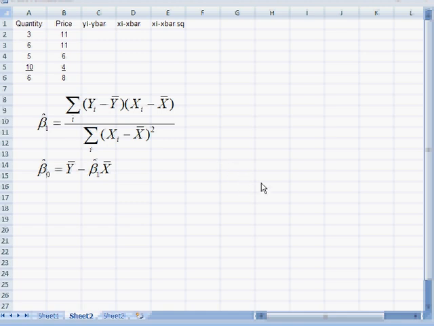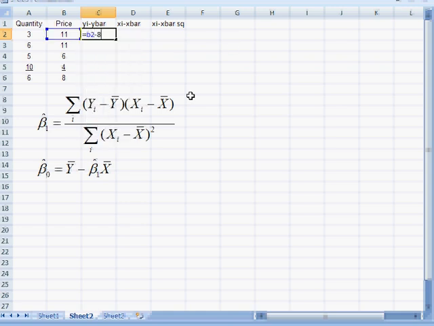Alright, here's part B of lecture 3 with the OLS formulas that we're getting into the details, and I kind of explained what these parts mean. Let's just go ahead and do it. We take each y value, the prices, and subtract the average, 8. So I'm just going to set up a formula here. Equals B2 minus 8. Just copy it down. All right. Excel's great at helping with calculating these things, even if we're kind of doing it by hand here.